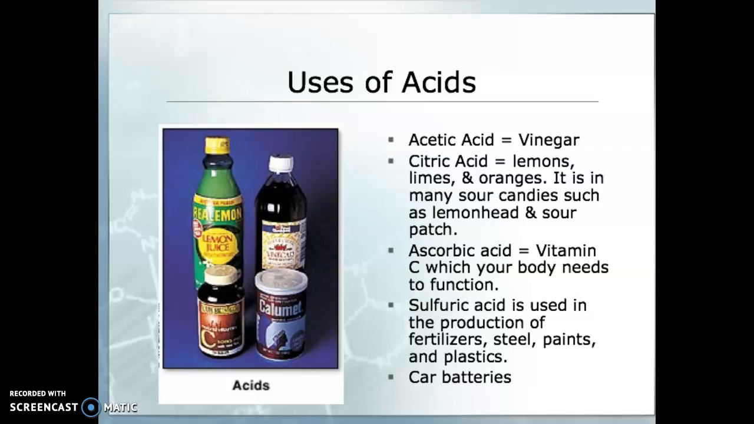So some acids will not hurt you, but some will. Vitamin C is an acid. It's ascorbic acid, and your body actually needs it to function. But sulfuric acid is used to make fertilizers, steel, paints, and plastic, and it is not something that you want to ingest into your body. Car batteries are also made with acid. So some acids are not bad, others could kind of hurt you, and some could really hurt you, based off how acidic it actually is. We're going to talk about determining how acidic things are in a little while.